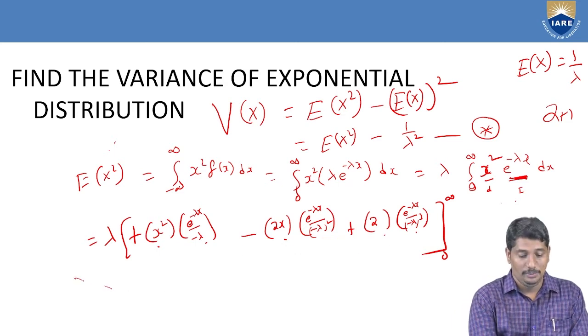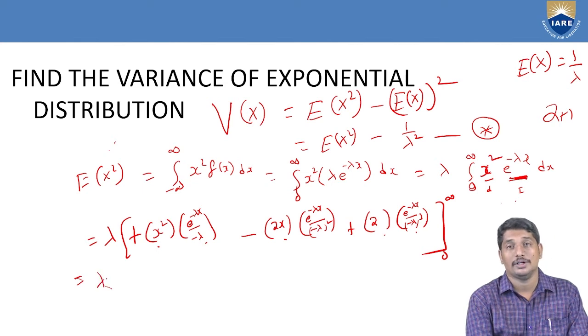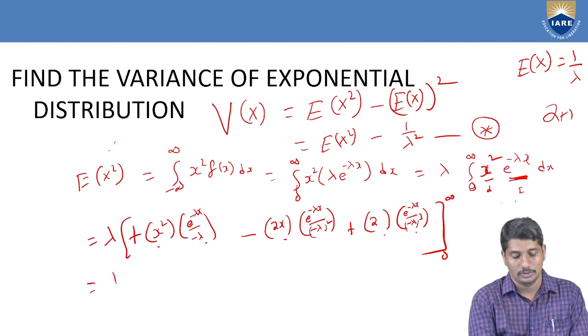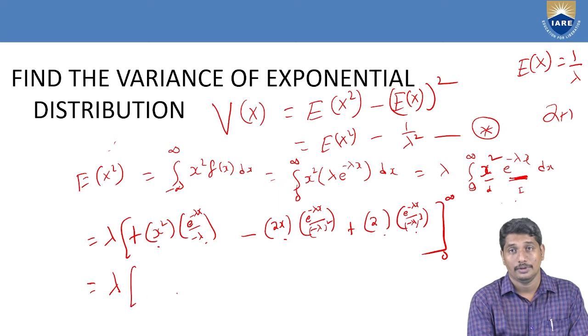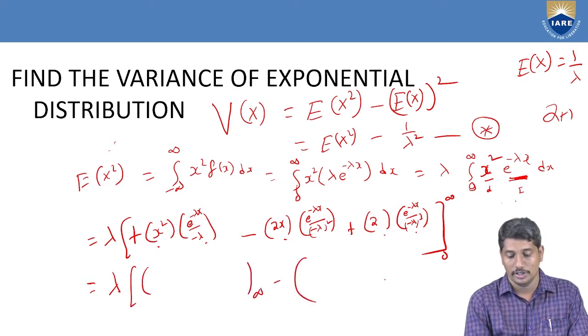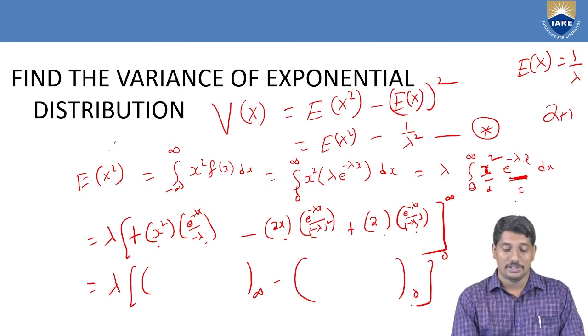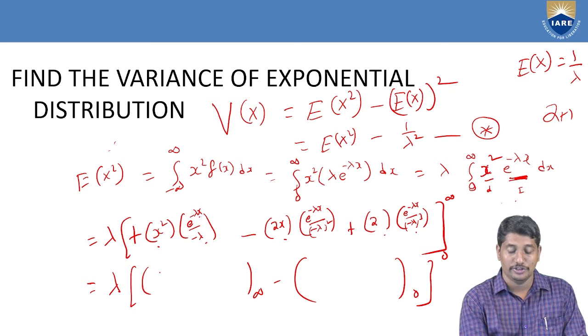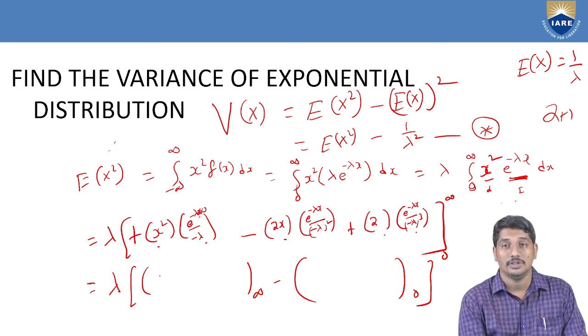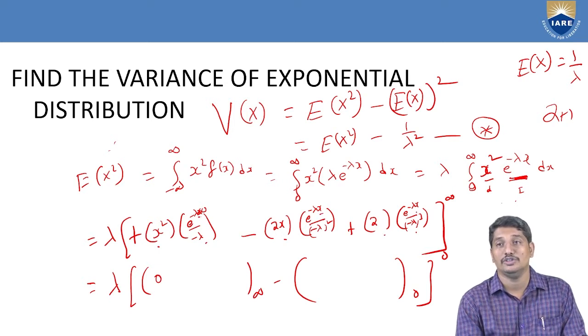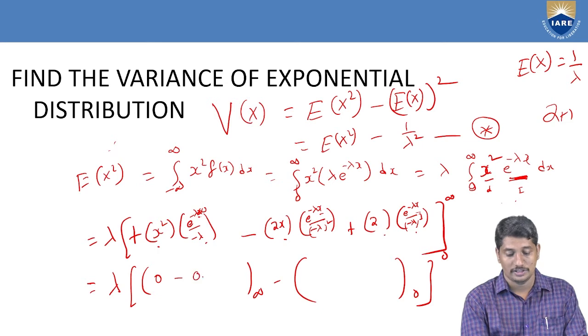After applying Leibniz rule, we will go for limit substitution, that is lambda into upper limit infinity minus lower limit 0. We are going to substitute. Let us see what happens. If you substitute x is equal to infinity here, what it becomes? It becomes 0. E power minus infinity is 0, e power minus infinity 0. So 0 minus 0 plus 0.